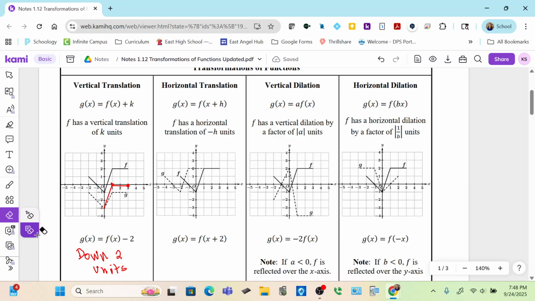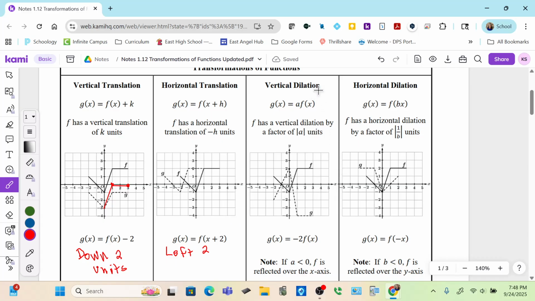With horizontal, it is actually the opposite. So we are going to be moving left 2 in this case, and you can see that in this graph, that every point, its corresponding value, is shifted 2 units to the left.